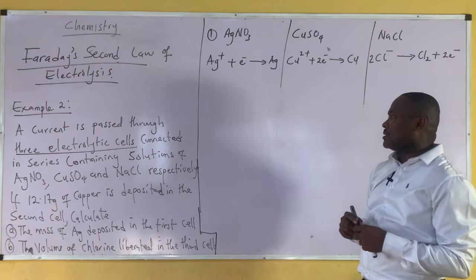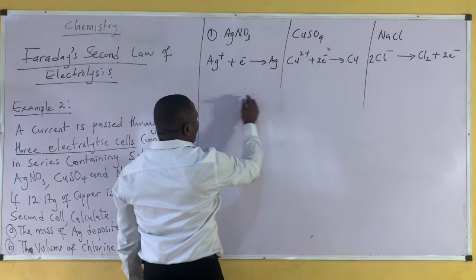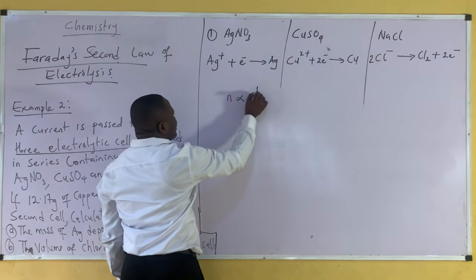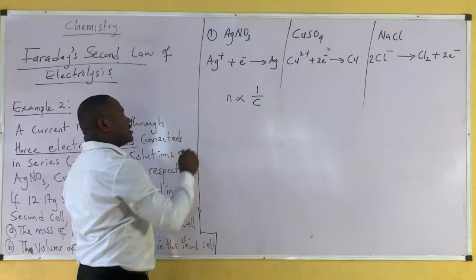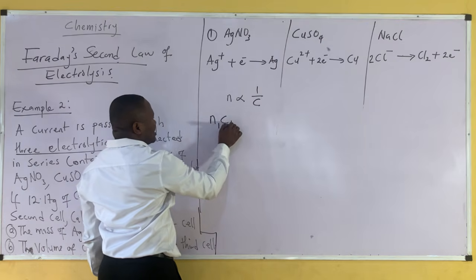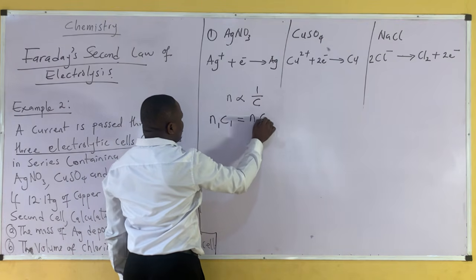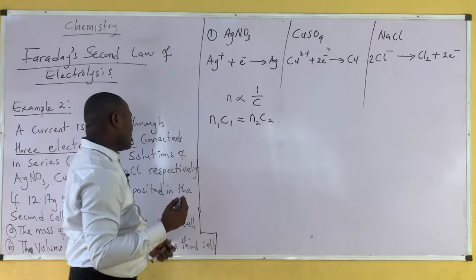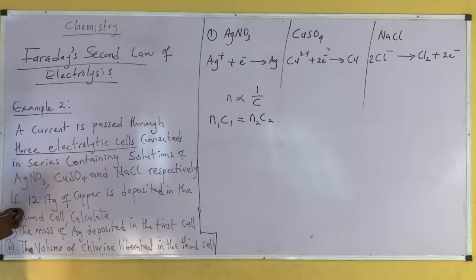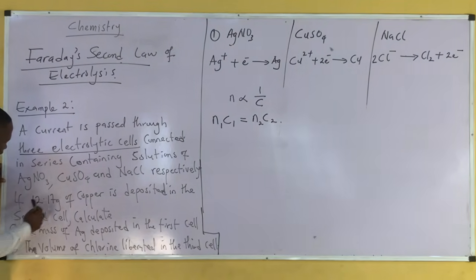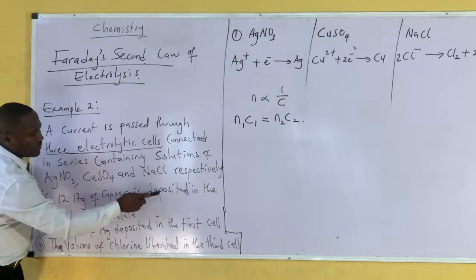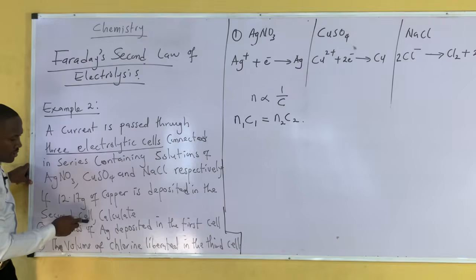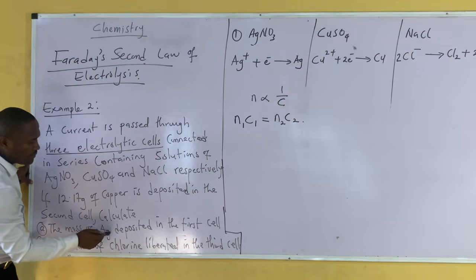Now remember that we said Faraday's second law, the mole is inversely proportional to the charge. That will now lead us to N1C1 equals N2C2. Now remember this formula. So if you ask yourself, what is the first one that we were asked here? We said if 2.17 grams of copper is deposited in the second cell, calculate the mass of silver deposited.